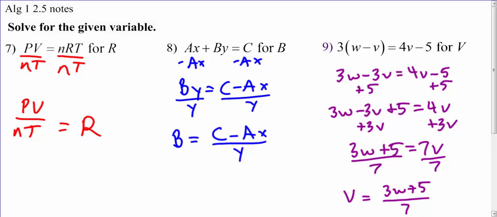All right, folks, that's a wrap on your 2.5 notes. I hope you've learned something about literal equations. Some people, this is a tough subject.